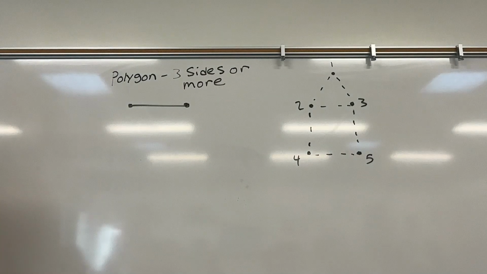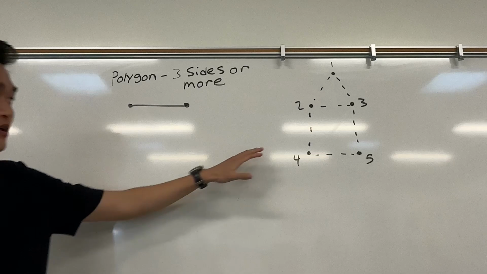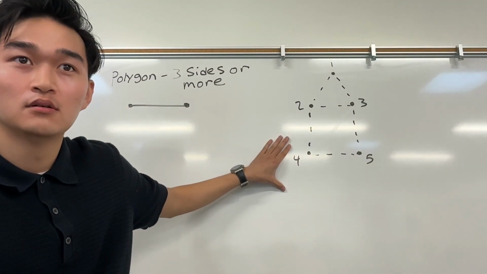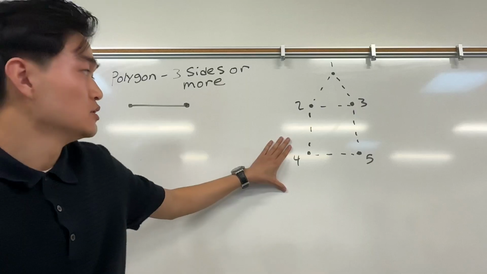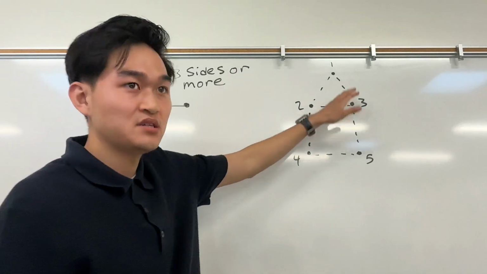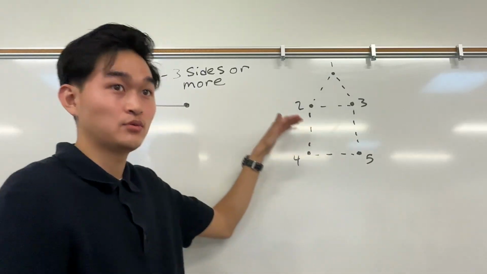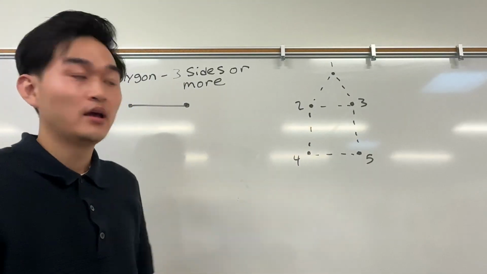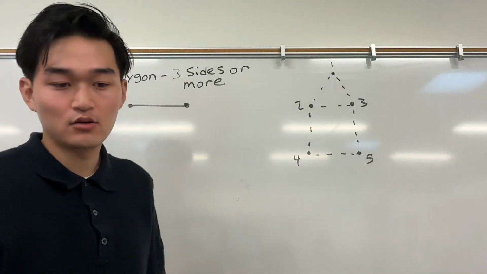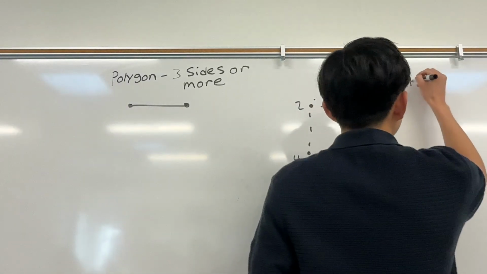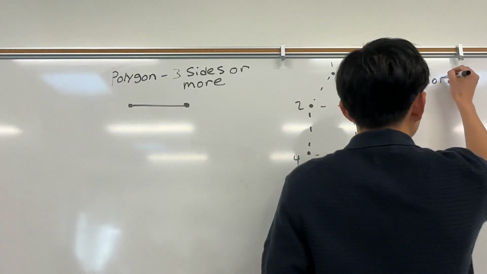Got it? Okay. So when I have a shape like this, how many sides does this have? 5. I labeled all the vertices. It's just a random shape. So this is a polygon because it has 3 or more sides. Do you remember the equation for the interior? What is the equation for interior?